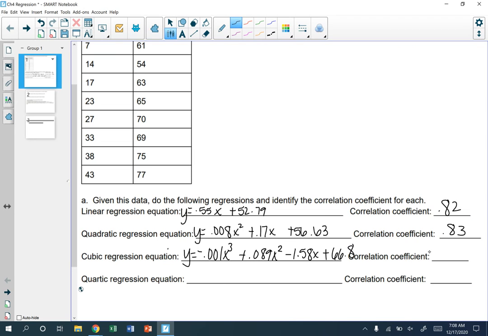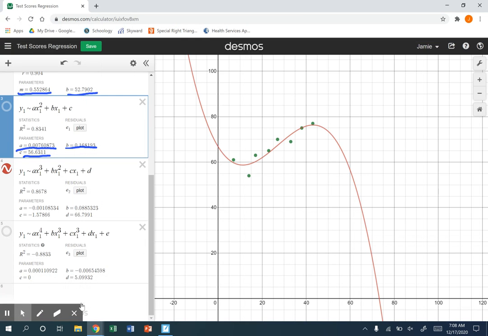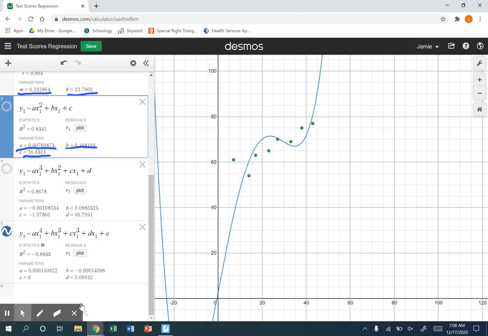And then my correlation coefficient was 0.87. And then finally, we're going to do our quartic, which is, remember, fourth degree. Okay, so again, we're looking at A, B, C, and D, but on this one, notice we need an E and they don't give us that. Remember, our E is going to be our y-intercept.